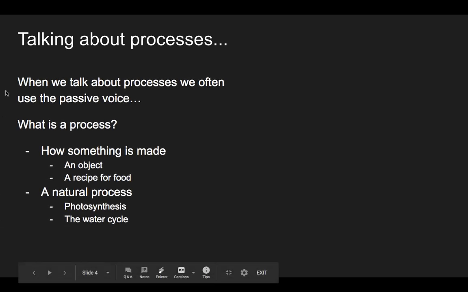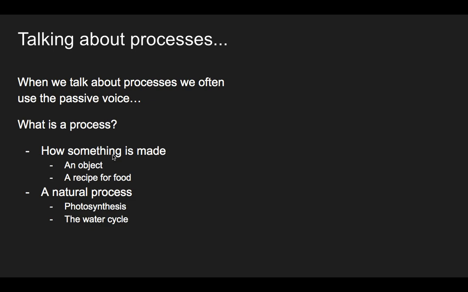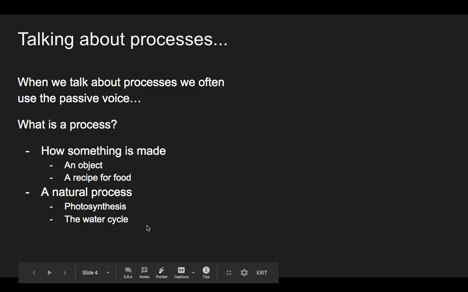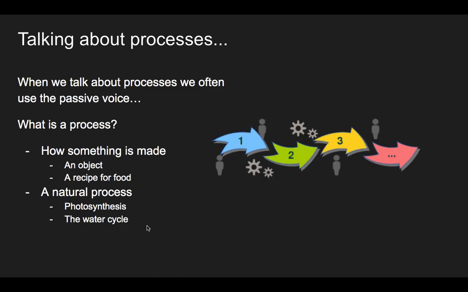So when we talk about processes, we often use the passive voice. Process, what is it? It's how something is made, an object, or a recipe for food, or maybe a natural process like the water cycle or photosynthesis. So it's when there's various steps, step 1, step 2, stage 3, stage 4, etc.